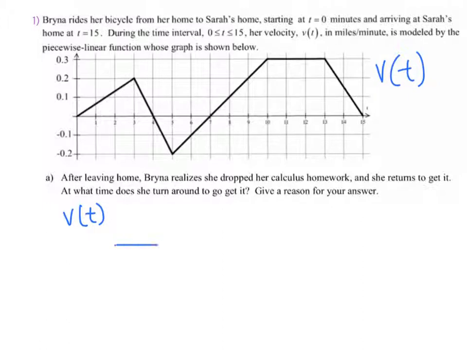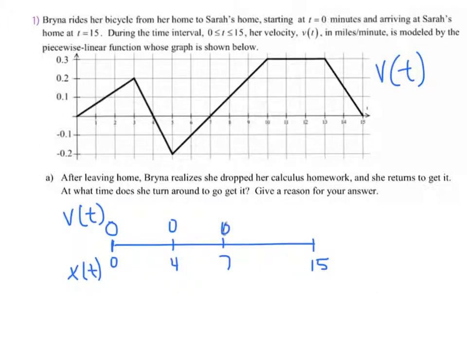Okay, so if I look at my sign chart from, in this case, 0 to 15, what are our critical values on this sign chart? Well, I know that anytime my velocity graph is equal to 0, that tells me we are at rest. So when velocity is 0, we're at rest. And when is she resting? Well, I can tell that she rests when she starts off at 0, at t equals 4, and again at t equals 7. Those are the times that she rests.